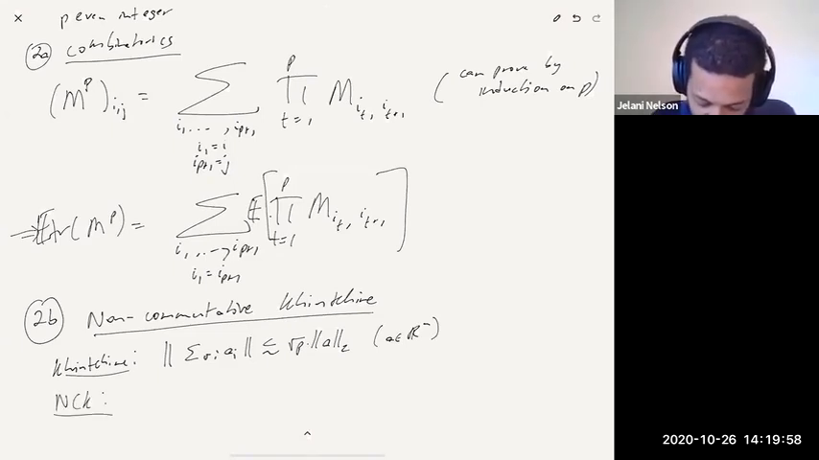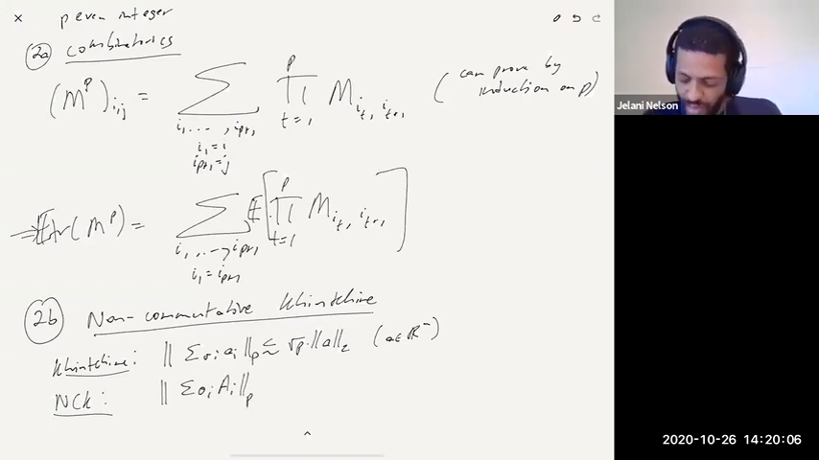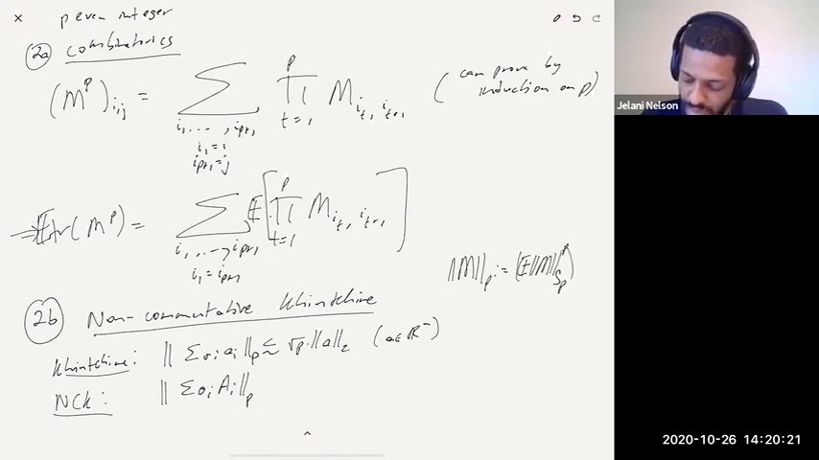It says, what if you have the sum of sigma_i A_i, where now capital A_i is a matrix, and this is the p norm. What's the p norm of a matrix? I'm just going to define it: if M is a matrix, the p norm is defined to be the expectation of the p Schatten norm to the p, raised to the 1 over p.